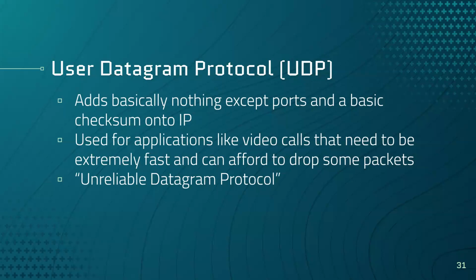So it's useful for applications like the video calls that we mentioned, where you want them to be extremely fast, and you don't really care that much if they drop packets every now and then. So it's also nicknamed Unreliable Datagram Protocol because it's unreliable. It can drop packets if you aren't careful.